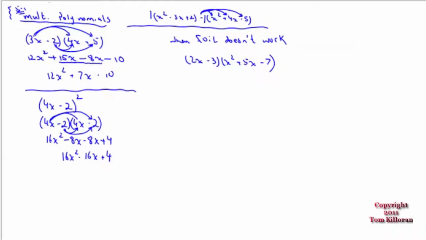So we're going to take this 2x, we're going to distribute it. 2x times x squared is 2x cubed. 2x times positive 5x.